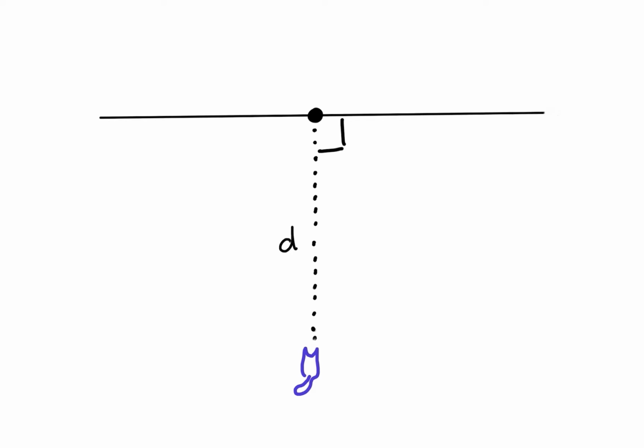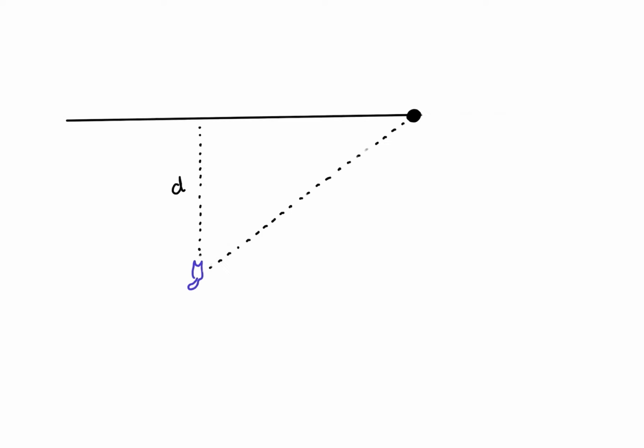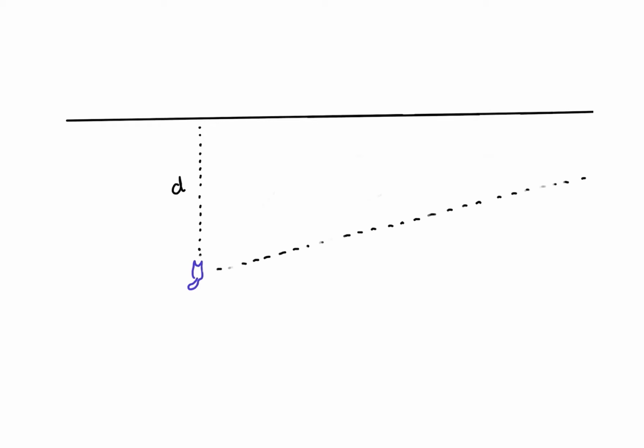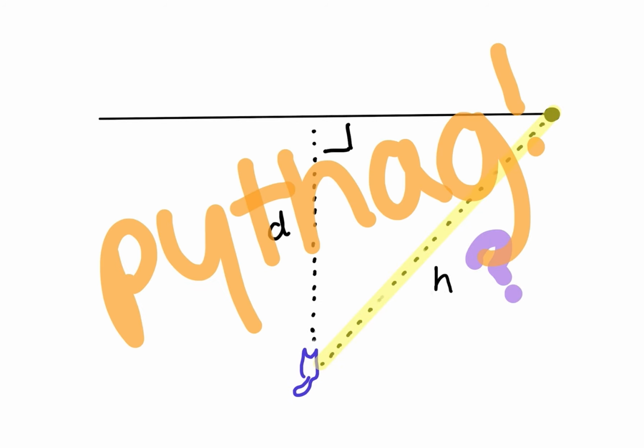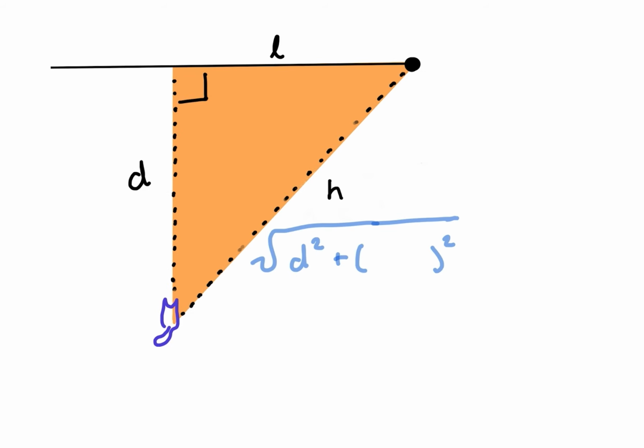Instead, we can think of this new velocity called the radial velocity as the rate that this length h between the observer and the object is increasing or decreasing. Can you think of a way to calculate this distance? Yes, we can use Pythag. h equals the square root of d squared plus L squared.